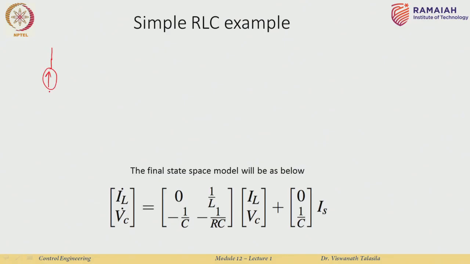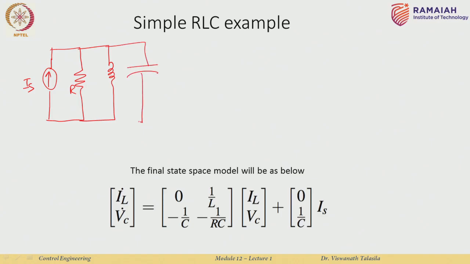So let us suppose we have a current source IS, and we have connected this in parallel with a resistor branch, an inductor branch, and a capacitor branch. And let us say we measure the voltage across the capacitor, you can call it Vc or V out as you like. So this is C, this is L, and that is R. And I will further denote the current through the resistor as IR, through the inductor as IL, and through the capacitor as IC.